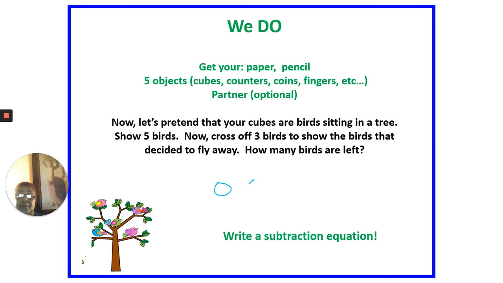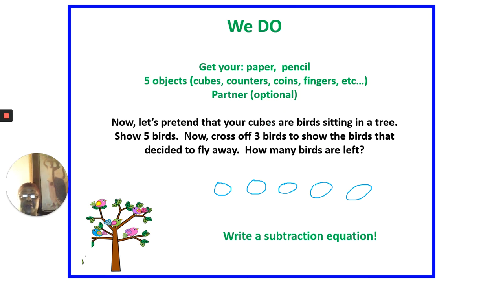1, 2, 3, 4, 5. So there are my 5 birds. 1, 2, 3, 4, 5. Count your 5 birds. Make sure you have 5.